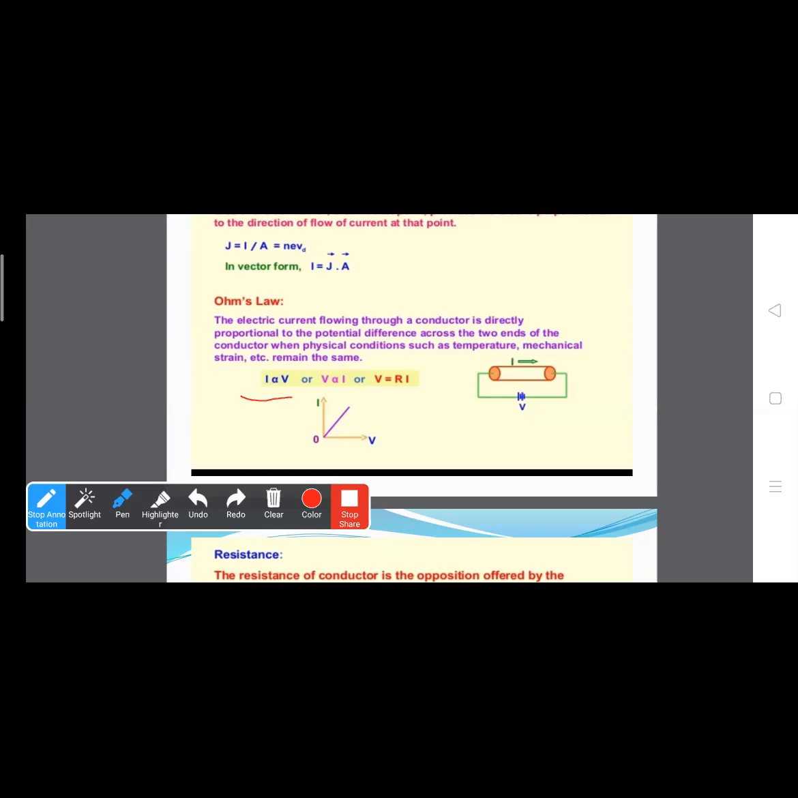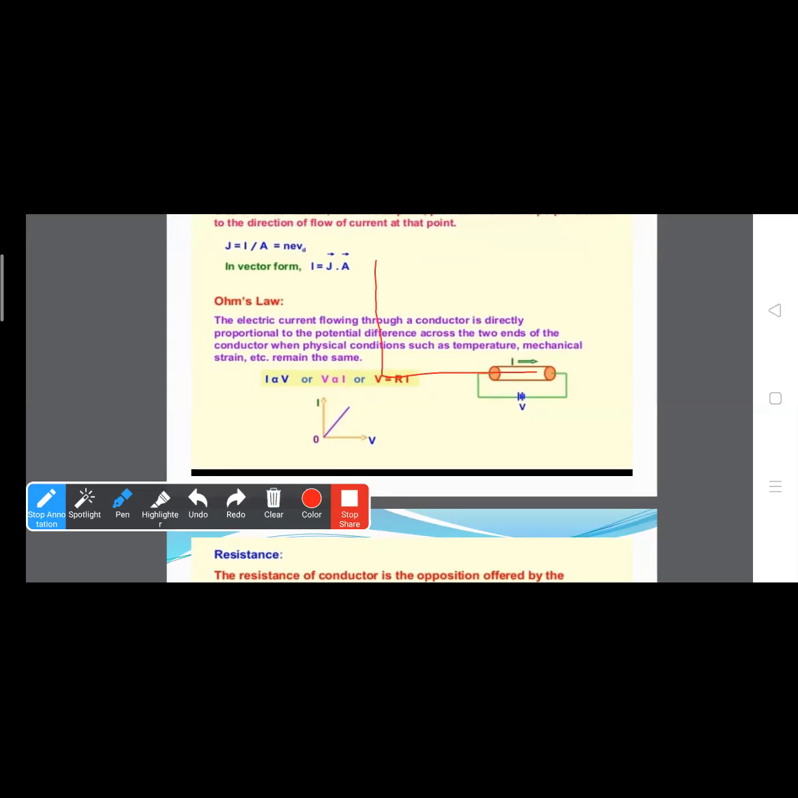Or we can write V is directly proportional to I, so V equal to R into I. Clear? If V is increased, I is also increased. If V is increased 2 times, I is also increased in the same manner. So this is Ohm's law, right?